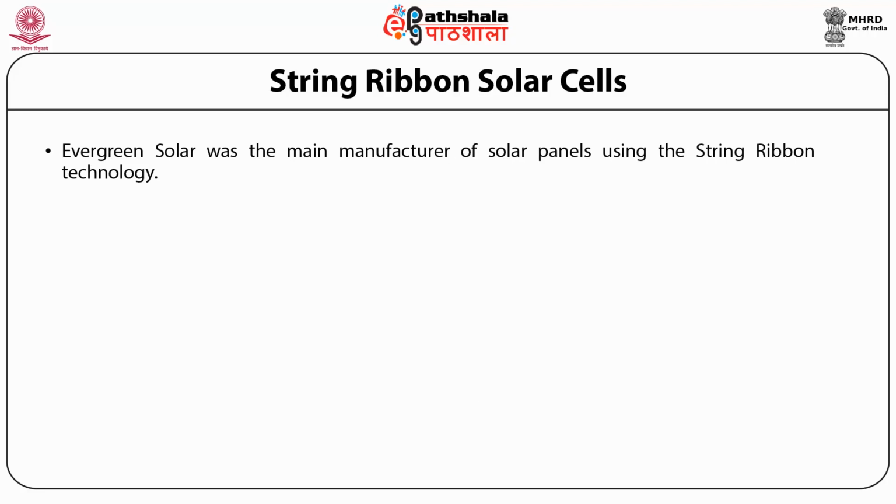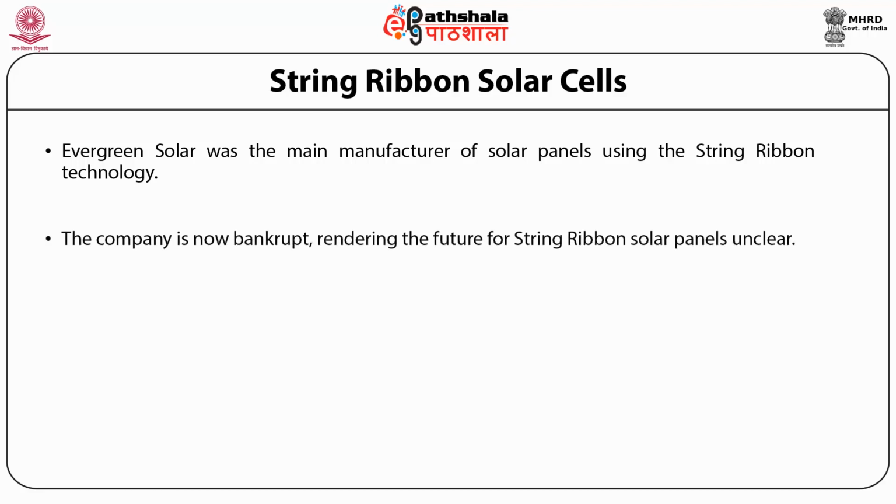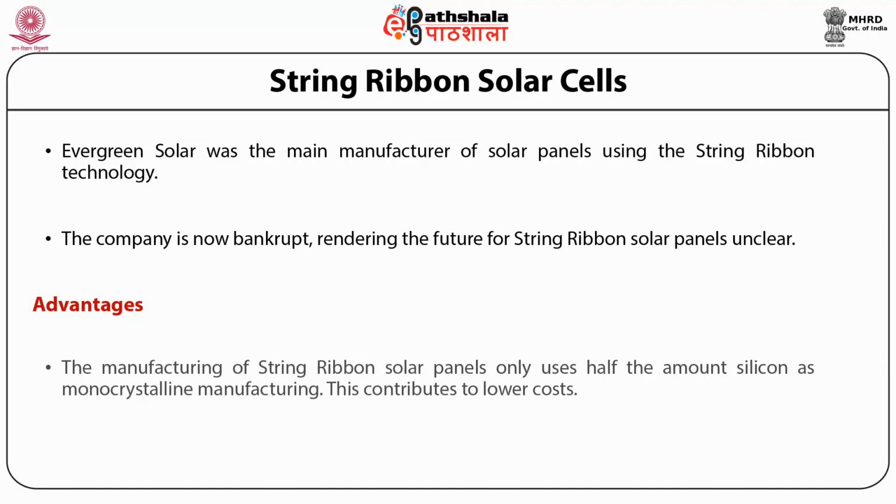Evergreen Solar was the main manufacturer of solar panels using the string ribbon technology. The company is now bankrupt, rendering the future of string ribbon solar panels unclear. Let us see the advantages of string ribbon solar cells. The only and main advantage of string ribbon solar cells is that the manufacturing of string ribbon solar panels uses only half the amount of silicon as monocrystalline manufacturing. So this contributes to lower cost.